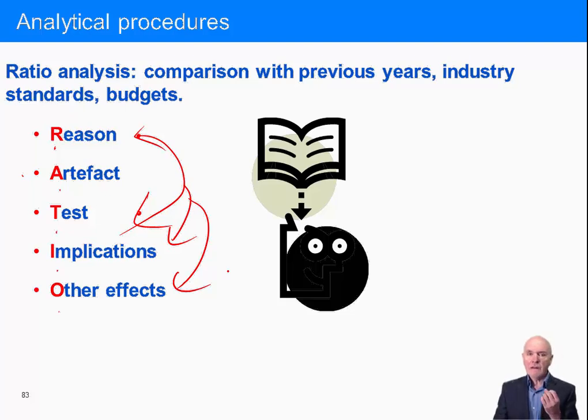So the analytical procedures kind of give you an initial, perhaps little hint at a problem. And what you have to do is scratch away at that to see whether or not the explanation you've been given is correct, and whether or not there are any other knock-on effects, implications or other effects that we need to be worried about.